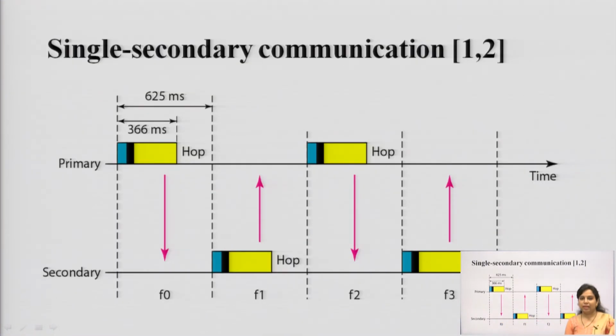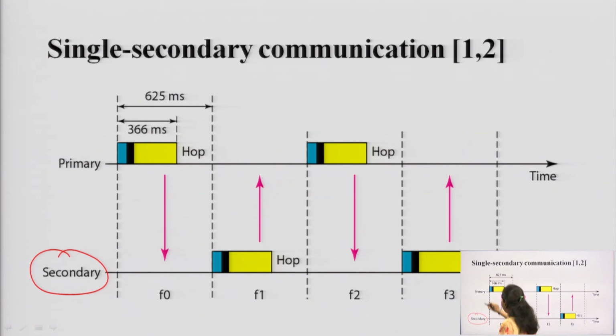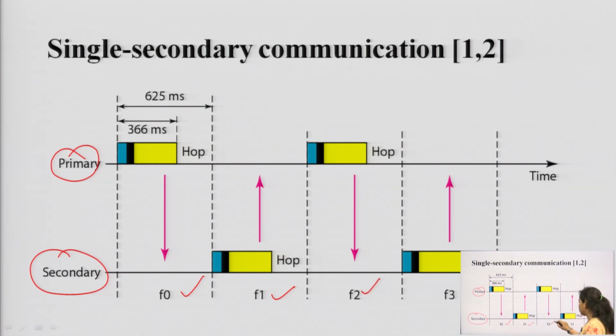Now, next is the single secondary communication. There are two types of communication which are possible. First one is the single secondary, second one is the multiple secondary communication. In the single secondary communication, you can see over here that only one secondary computer is present and only one primary computer is present. So, one primary and one secondary device are connected. This is using a frequency denoted by f naught, this is using f1, this is using f2, this is using f3. So, 4 frequencies are being shown over here: f naught, f1, f2 and f3.